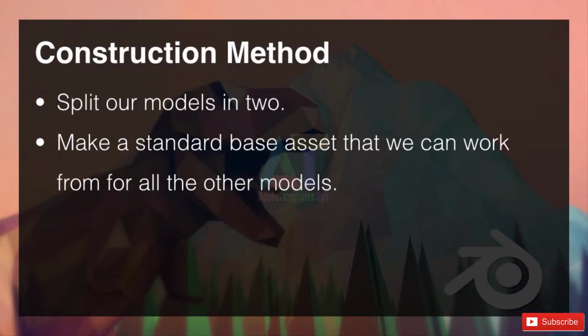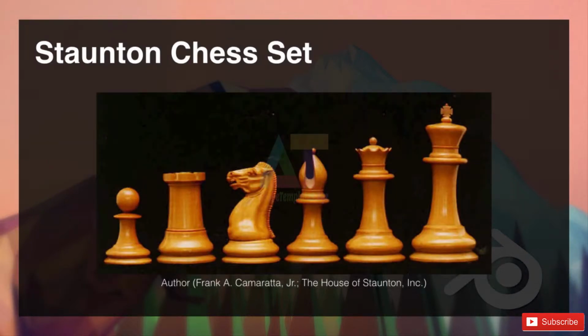Right, our construction method. We're going to split our models into two. So we're going to make a standard base asset that we can work from for all of the other models. If we just go back quickly to this image, you can see that the bases across all of the models are very similar. Some of them are slightly taller before they reach that little bump around the top where the neck comes out. Some of them are a little more squat, but essentially they're the same basic mesh, and that's what we're going to create.